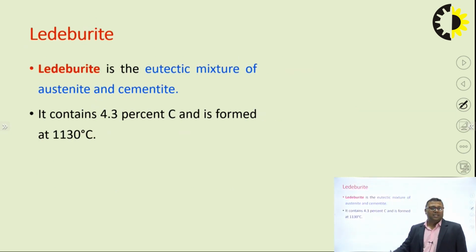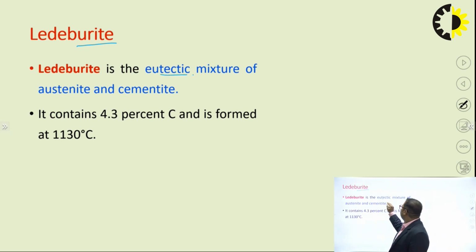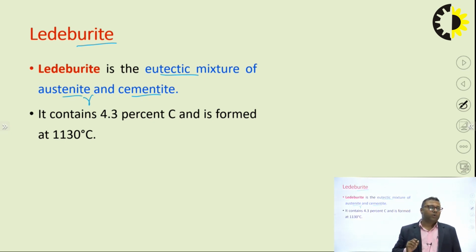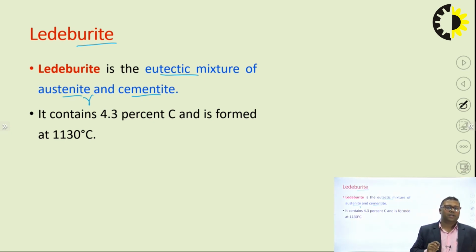Then the second phase mixture present in this iron carbon diagram is ledeburite. First is the pearlite, and the second phase mixture is ledeburite. Ledeburite actually consists of a eutectic mixture of austenite and cementite. It contains 4.3% carbon and is formed at around 1130 degrees centigrade.